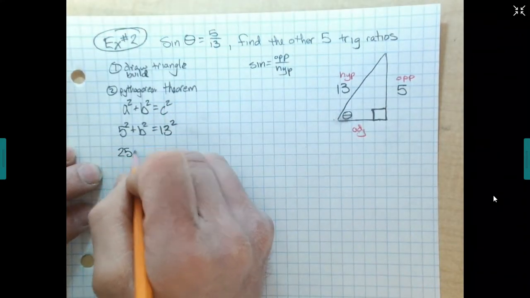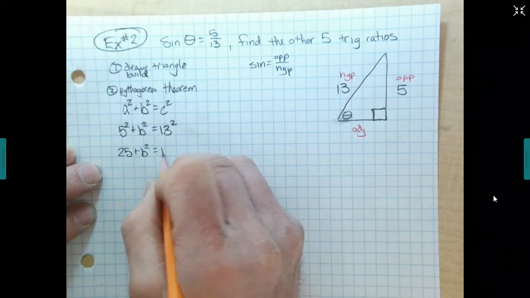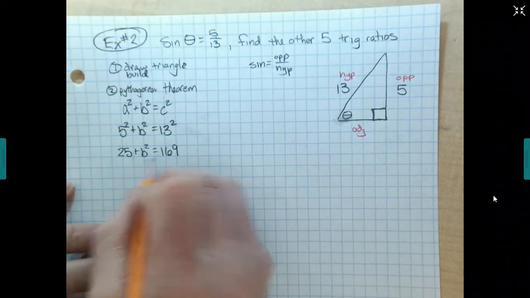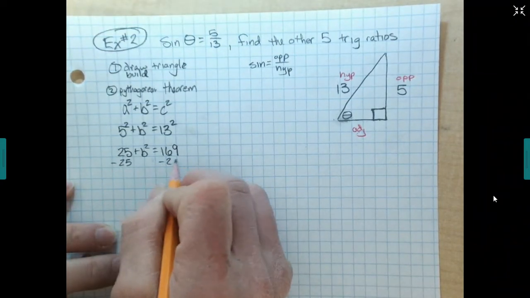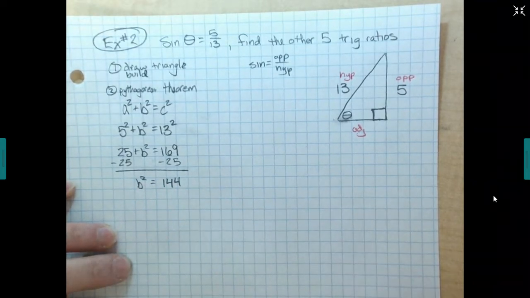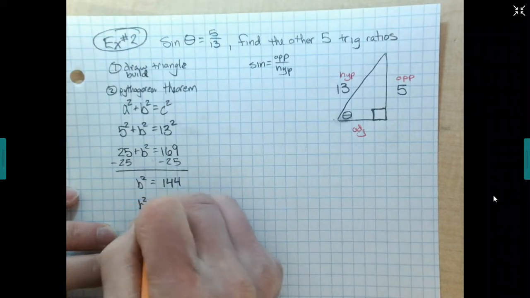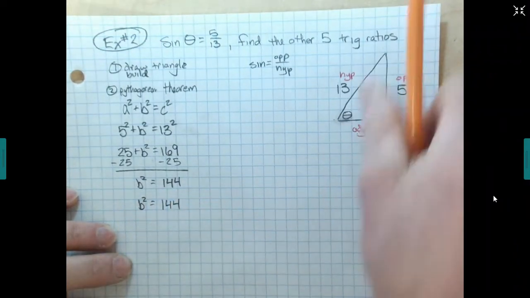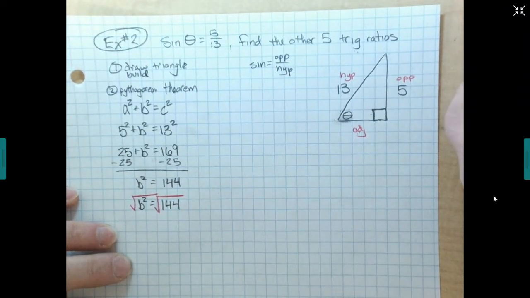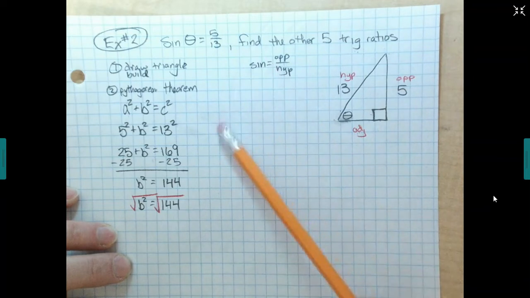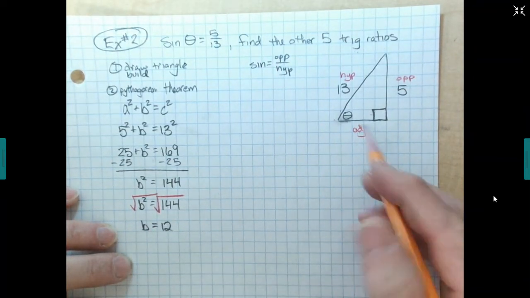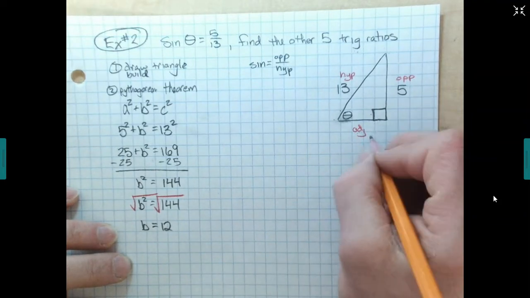So 25 plus b squared equals 169. How do I solve that? We'll take 25 off of both sides. We have b squared equals 144. How do we solve? Because we just want b, not b squared. So we're going to square root both sides, and we get b equals 12. So this side, our unknown, is 12.